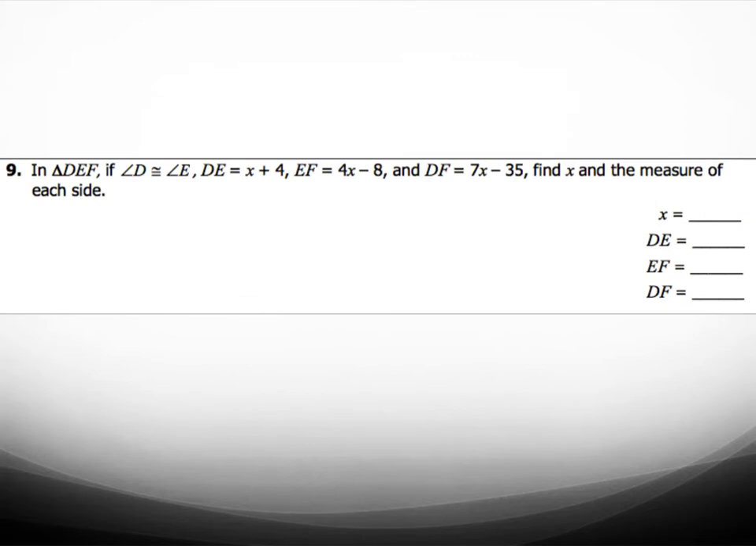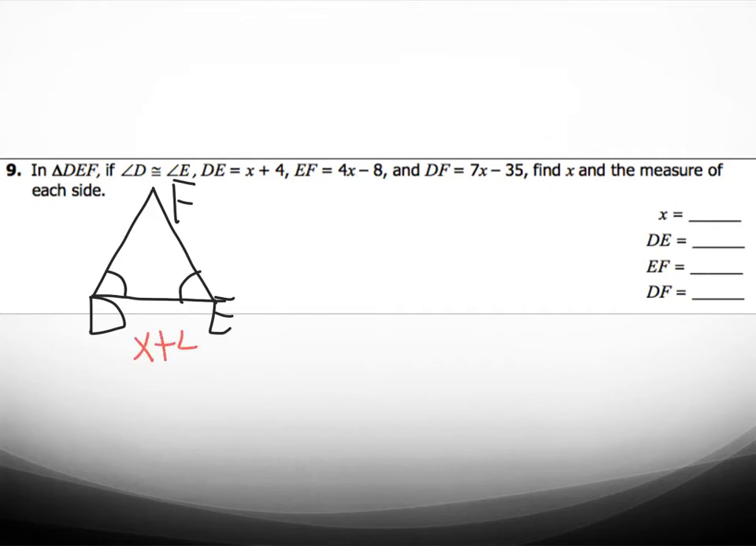This one we start off with a word problem, and the word problem states triangle DEF. So it doesn't matter, folks, how you draw your triangle. I'm doing mine DEF. Angle D and angle E are congruent. I'm going to show that by my markings. And from D to E is x plus 4. E to F is 4x minus 8. And D to F is 7x minus 35.